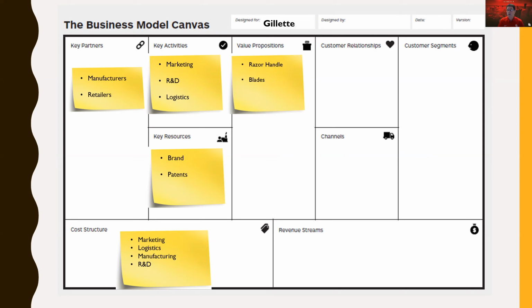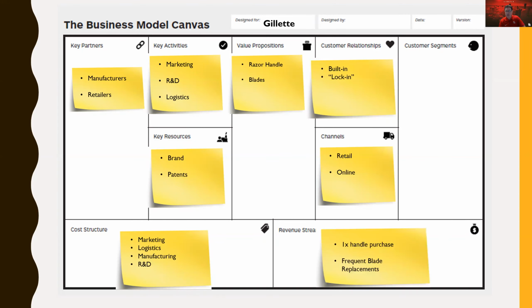Its value proposition is that its razor handle and its blade give you the closest shave, no shaving bumps, the most comfortable. I'm sure you have all seen and heard the value propositions for Gillette. What's interesting is that the customer relationship is built in, or locked in, because only Gillette blades fit Gillette handles. Now, there are some generic blade manufacturers out there, but if you buy a handle, then you're locked into buying the blades. The channels, they sell both retail and online. They have programs now where you can get a shipment sent to you every couple of months. The revenue streams are one handle purchase and frequent blade replacements.